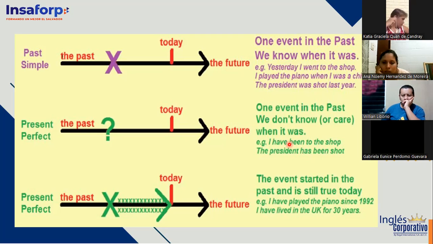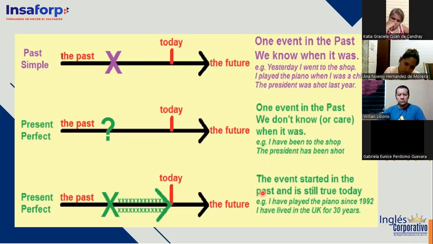So in that case, when an event like that occurs, that's when we have to use the present perfect. These ones, we don't commonly use that much because we normally focus on the last one in present perfect. But it's still very important that you know you can use the present perfect when you're talking about one event in the past that you don't know or don't care about, and you don't know when it was.